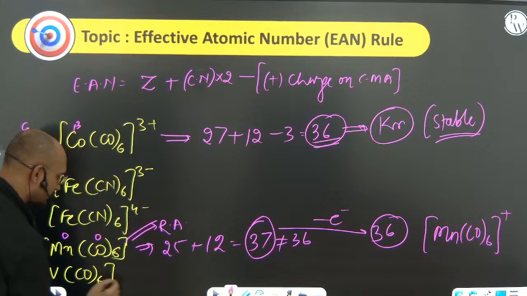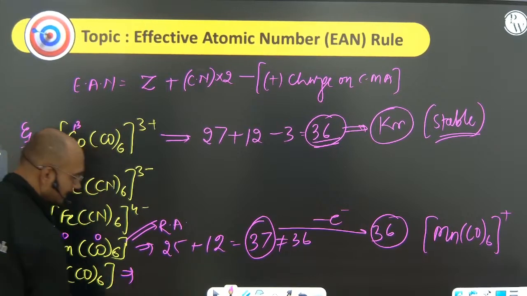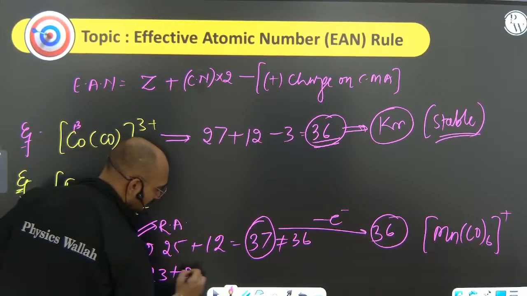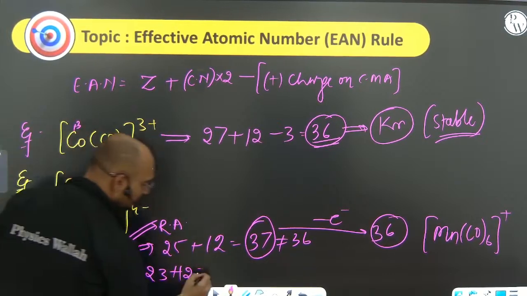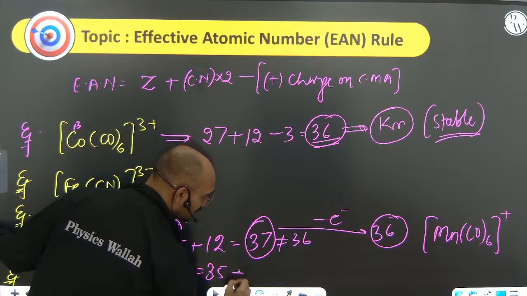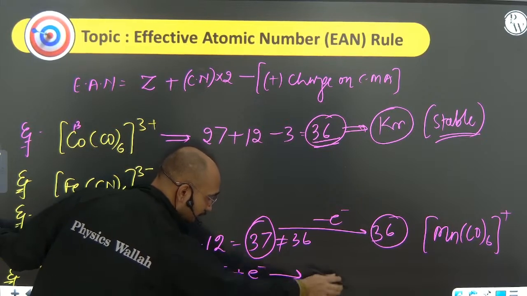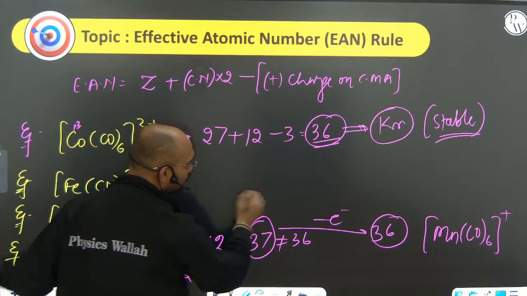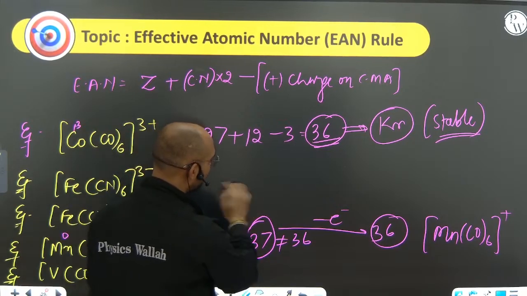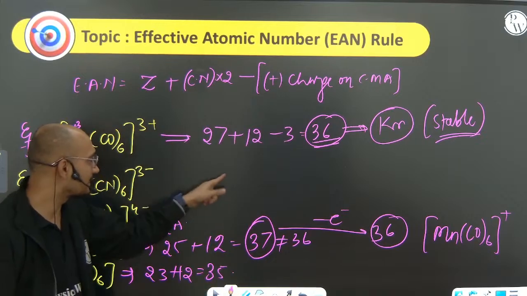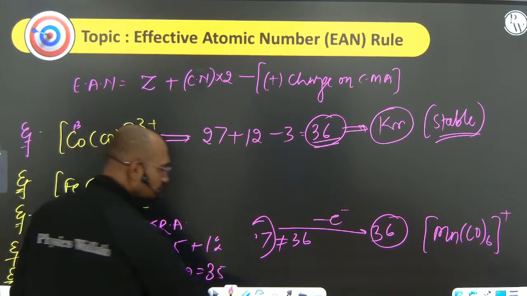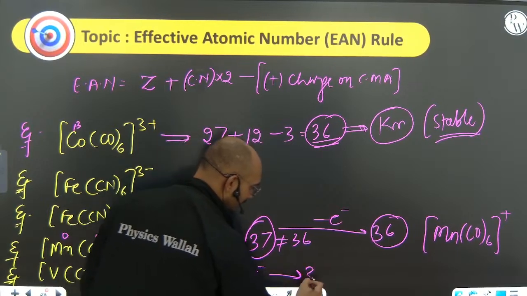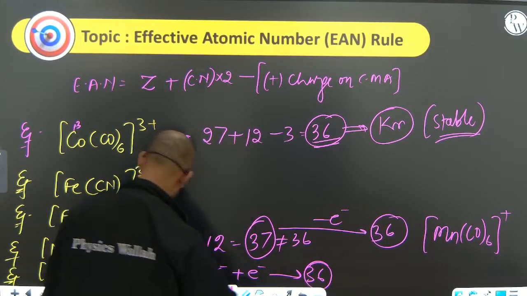What about V(CO)6? Vanadium is 23. CO6 gives 12. So 23 plus 12 is 35. Now it will try to take one electron to complete 36. Why? Because it is a carbonyl compound, and I told you that carbonyl compounds follow this rule blindly. So to make it 36, what will it be?